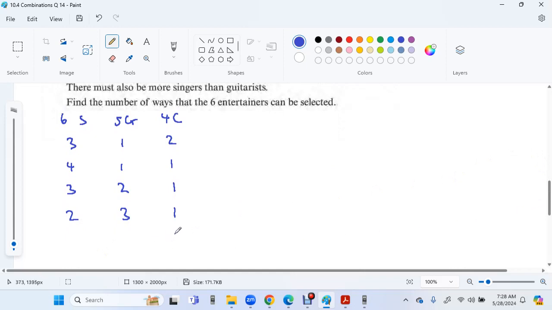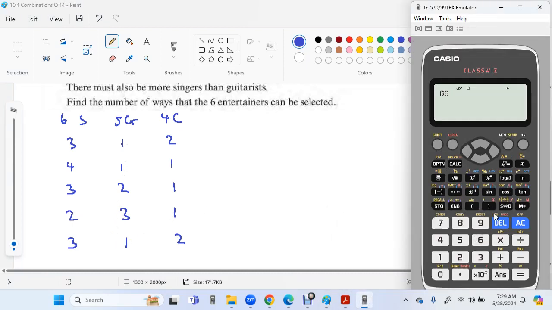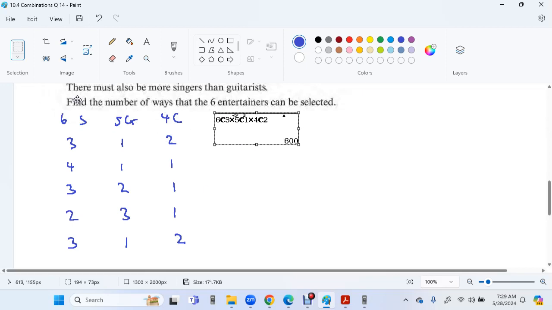And then we have the 4, 1. Then this is 1. Cannot. So we have the 2, 1, 3, and then 2, 2, 2 also cannot. So we have 1, 2, 3, 4, 5 cases. So we have 6 choose 3, times 5 choose 1, times 4 choose 2. So this is the first case, 600.